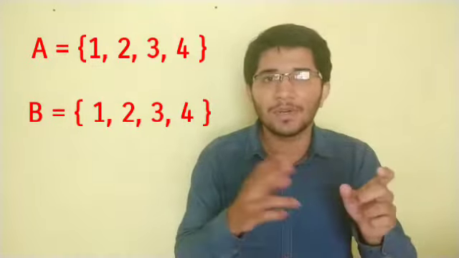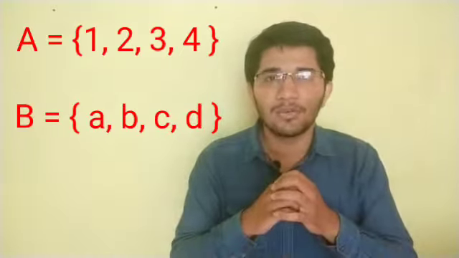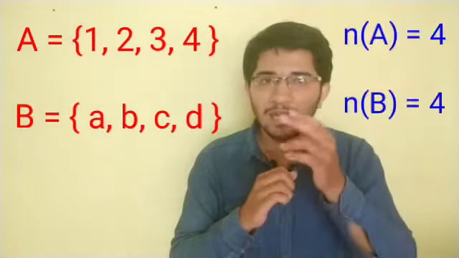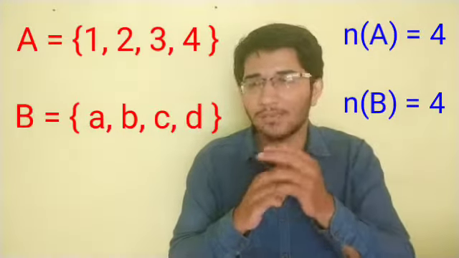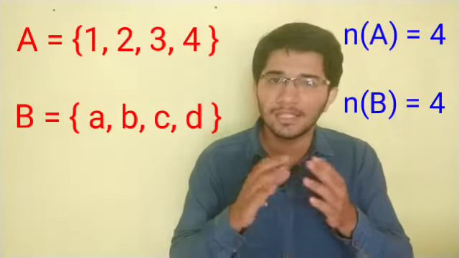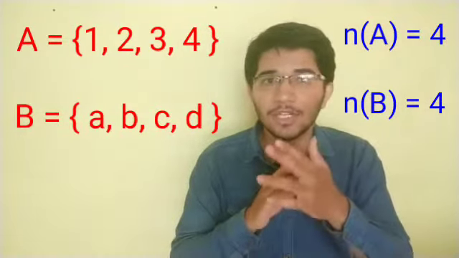But equivalent sets are different from equal sets. All equal sets are equivalent sets, but all equivalent sets are not equal sets. Equivalent sets means the sets whose cardinal numbers are the same. The number of elements in both sets is the same, not necessarily the elements, but the number of elements is the same. For example, again A is the set of elements {1, 2, 3, 4} and B is the set of elements {a, b, c, d}. The cardinal number of set A is 4, and the cardinal number of set B is 4, as both sets have 4 elements, the same number of elements. These two sets are equivalent sets, but they are not equal sets.